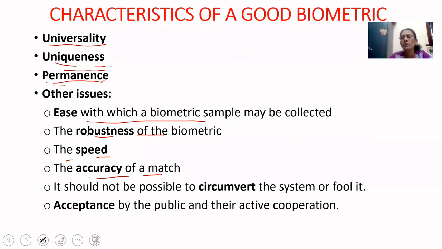Then it should not be possible to circumvent the system. That is, the biometric sample that you take should not fool the system. Next, the biometric that you take should be acceptable to the public, and their active cooperation in using that particular biometric is essential. So these are the characteristics of a good biometric: universality, uniqueness, permanence, ease, robustness, speed, accuracy, a foolproof system, and acceptance by the public.